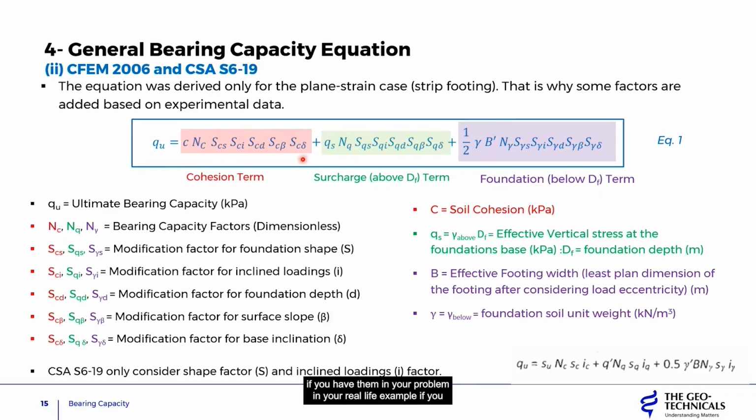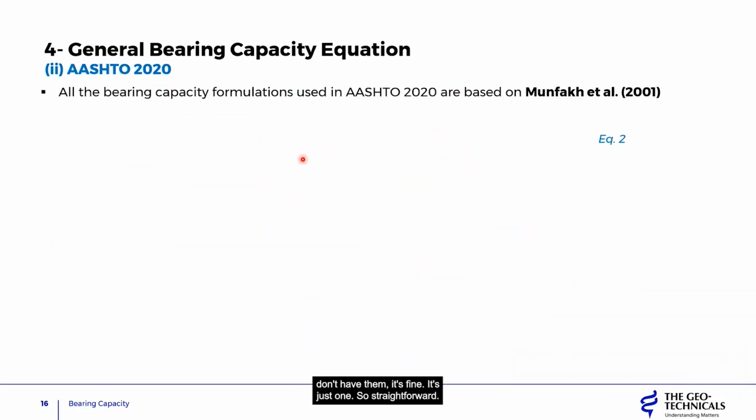If you don't have them, it's fine. It's just 1. So straightforward. Now let's go to the H2. So H2 does update the bearing capacity equation a little bit.